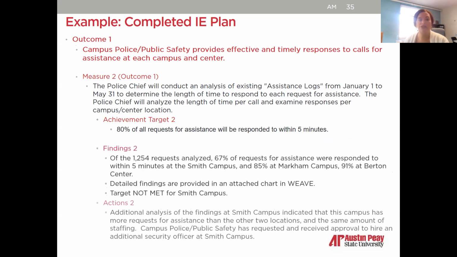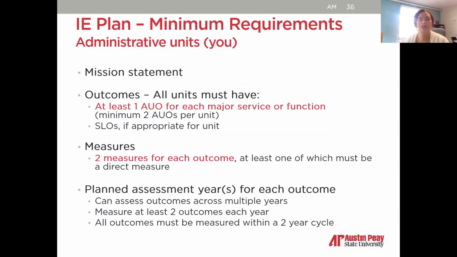Okay, more examples that you can look at. Just a reminder of the minimum requirements. You have to have a mission statement. You need to have outcomes, minimum of 2. Measures, we wish for 2 measures, but we're okay if it's 1. And then you have to have a plan. Are we going to assess all outcomes every year, or do we want to stagger it out?